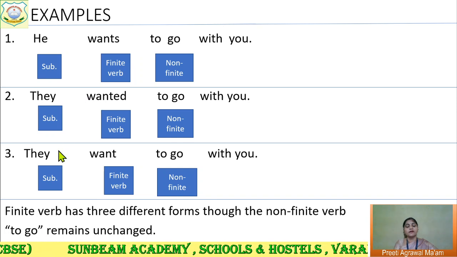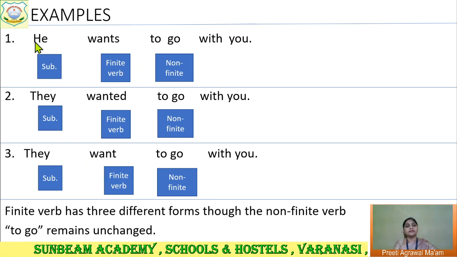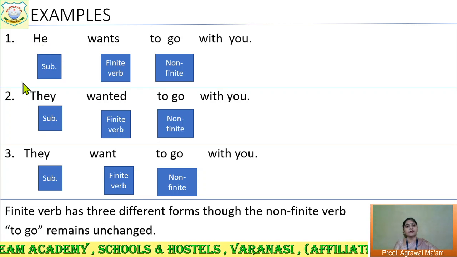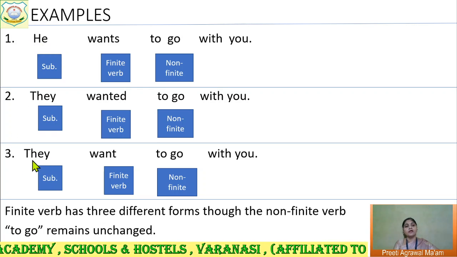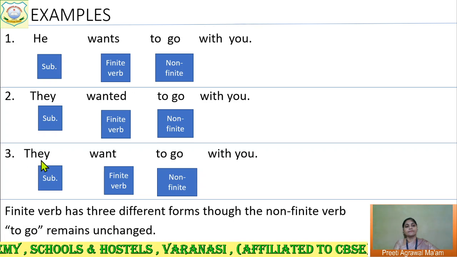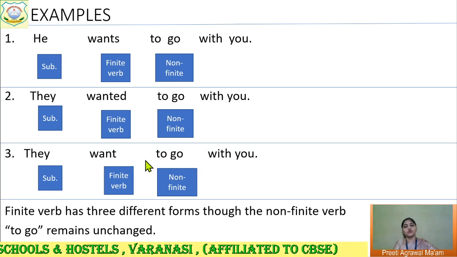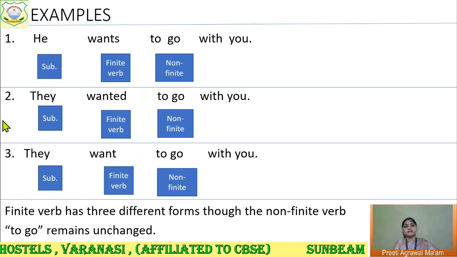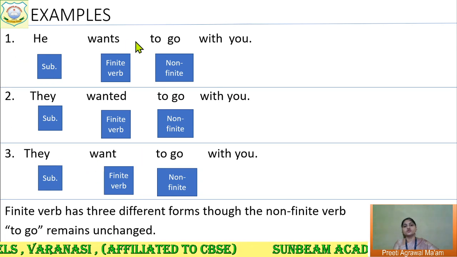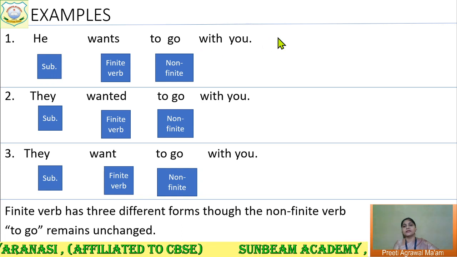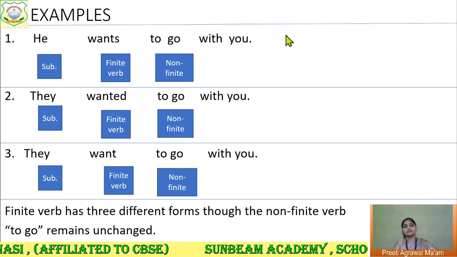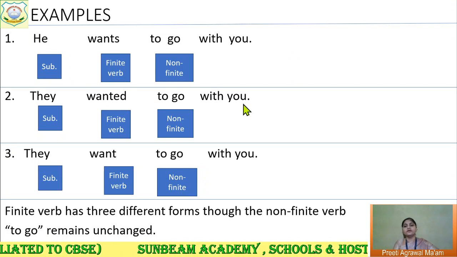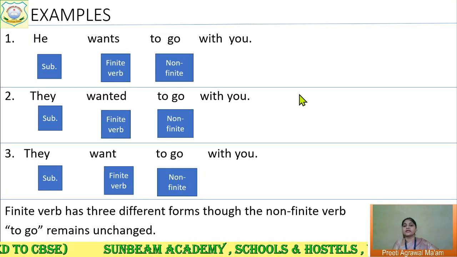Okay, first and third have the same tense, but the subject is different. Here the subject he is singular, and here they is plural. But the tense is the same. They want to go with you is simple present tense. And see the first one. He wants to go with you is also simple present tense. Clear? They wanted to go with you is simple past tense.